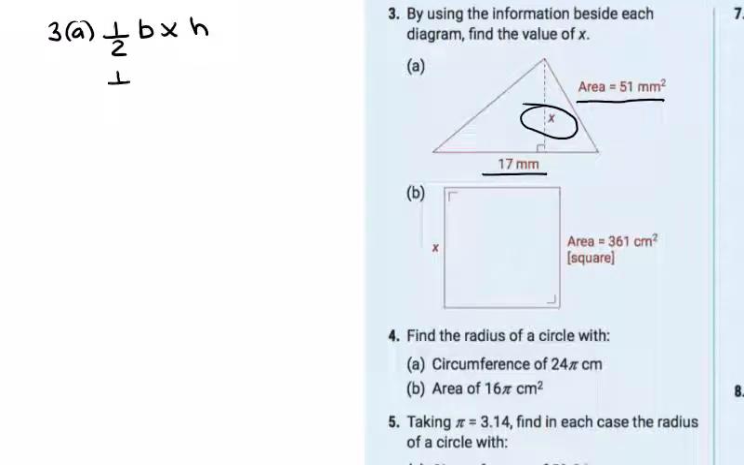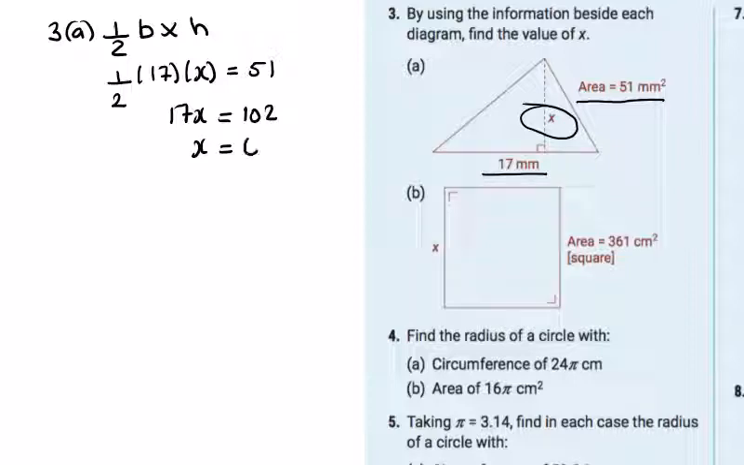So we have half the base, which is 17, by the height, which is x, is equal to the area, which is 51. If you multiply by 2, you get 17x is equal to 102. And then dividing 102 by 17, 6 17s are 102. So x is equal to 6 millimeters.